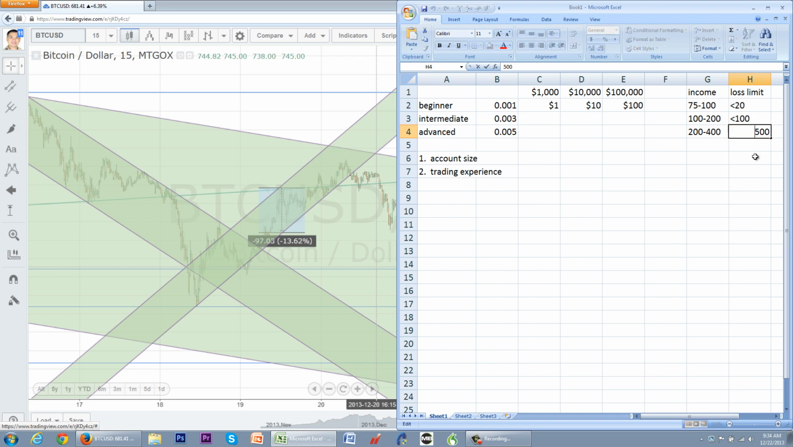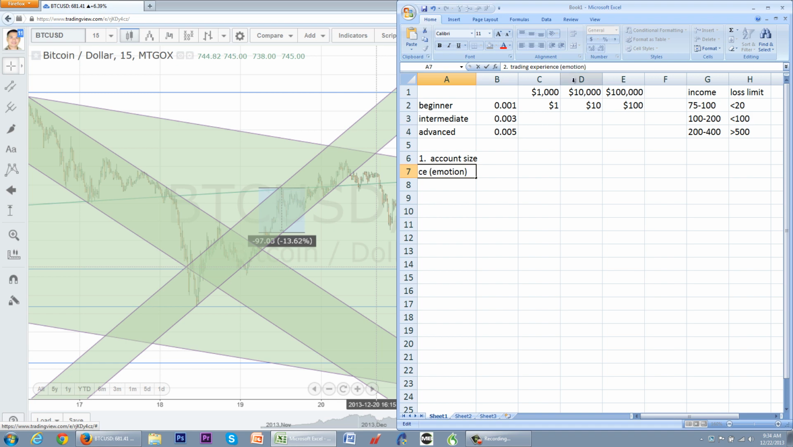I should even put this right here. Hold on. I should put this. So now I can handle a greater than $500 loss limit, because of my account size, because of my trading experience, and because emotionally. When I say trading experience right here, what I mean by that is emotion. That's what I mean.